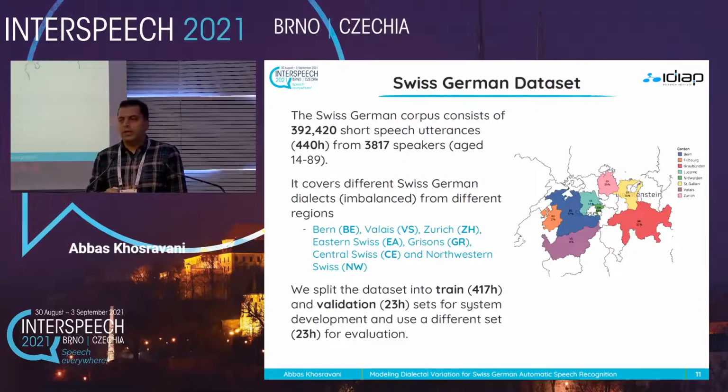The corpus that we collected is about 440 hours of data from 3,800 speakers. And it covers most of the major dialects in Switzerland, including Bern, Valais, Zurich, Eastern Swiss, Graubünden area, and Central and Northwest Swiss. We split the data into training and validation, and we also have a test data set from all these dialects.